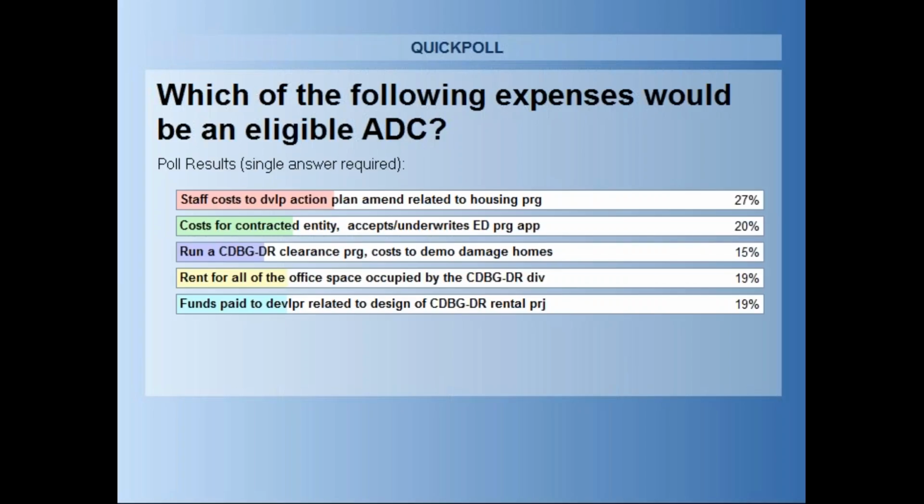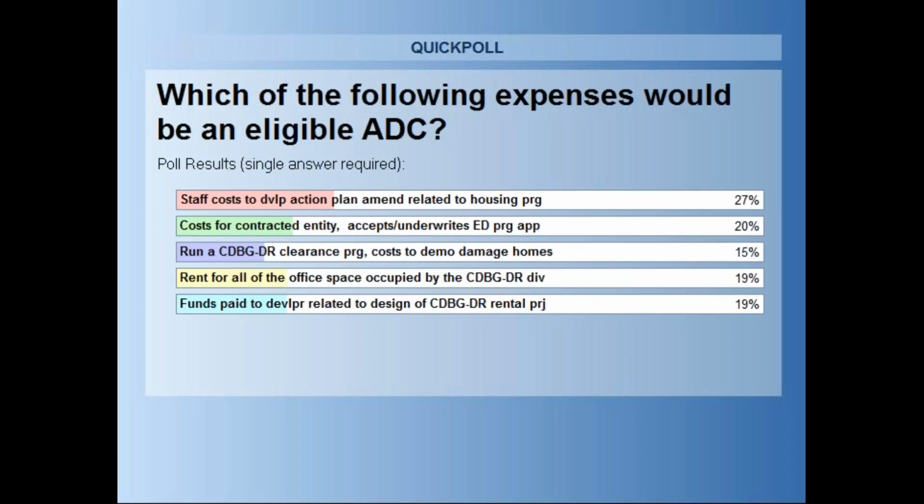Okay, so let's go through all of these, because it's interesting that we had a dispersion of the votes across all those. So what we're asking for here is, which of the following will be an eligible activity delivery cost? Remember, those are costs which are incurred by the grantee or a subrecipient, and they're typically your staff costs and related costs for you to deliver a program or project. So with that definition in mind, let's go through each of these.